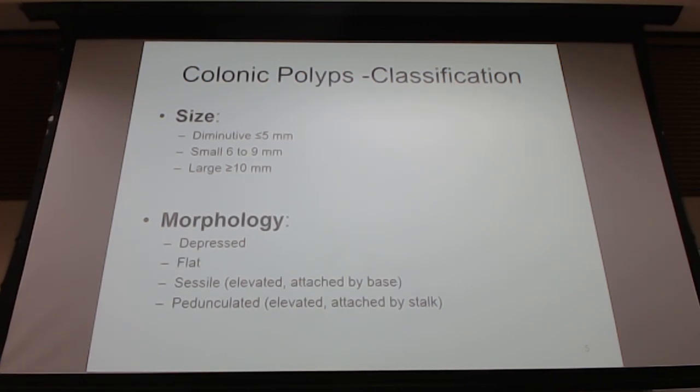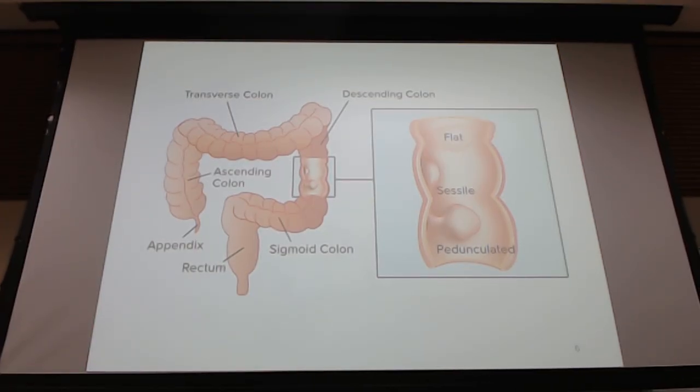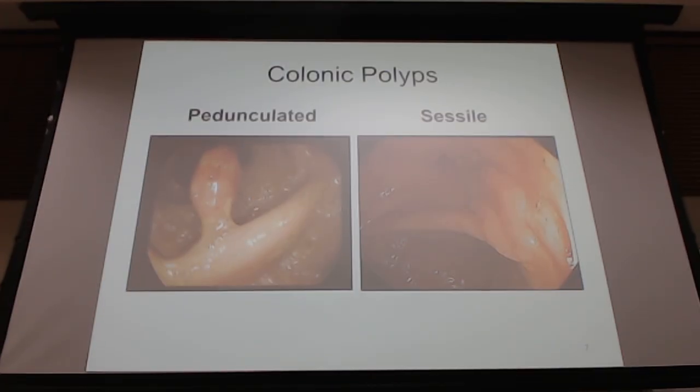But anyway, you have your other ones, sessile, pedunculated. Here's a little picture for how those can potentially look. All different types there. So there's your flat. I'm not showing you the depressed there, but here's the difference between pedunculated and sessile.